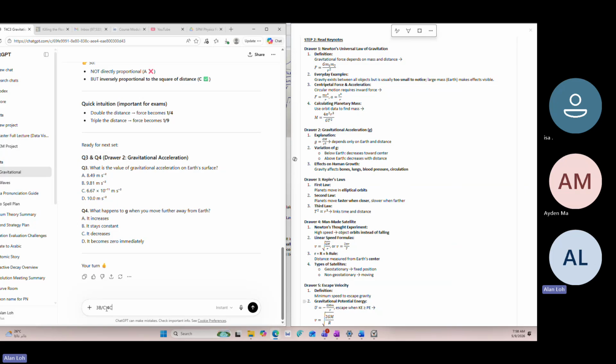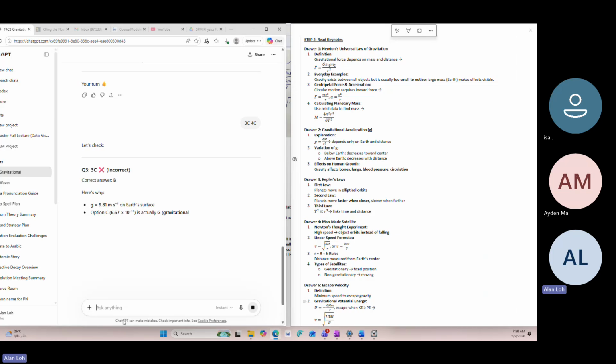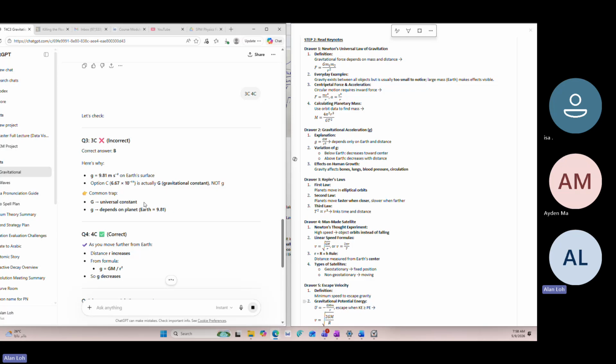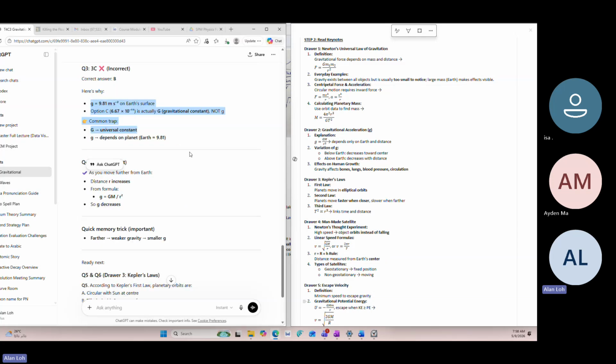Okay, for question 3, C is gravitational constant. Okay, gravitational constant. Gravitational acceleration is 9.81. Right. So let's intentionally make it the wrong one, so that we'll have more explanation. Okay. So this is the explanation. So Aiden, just take note. All right. I hope you finish reading it. 1, 2, 3, 4, 5.